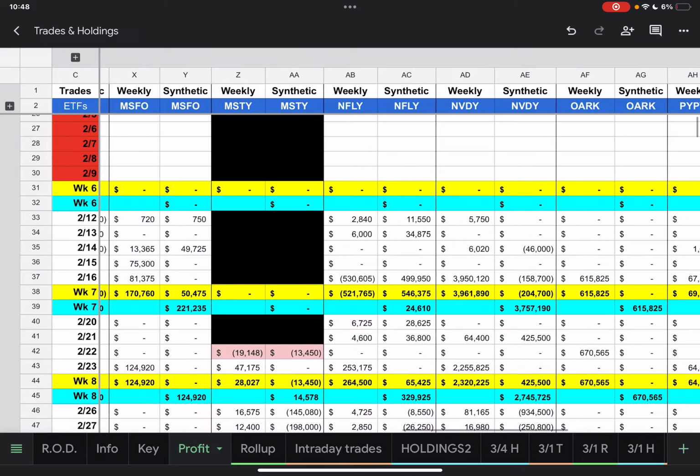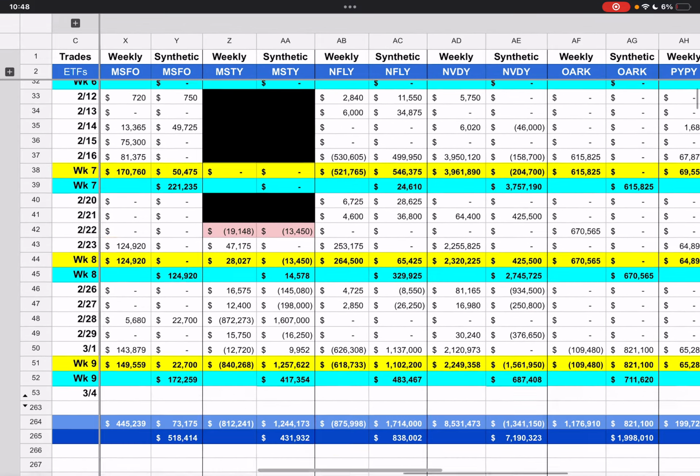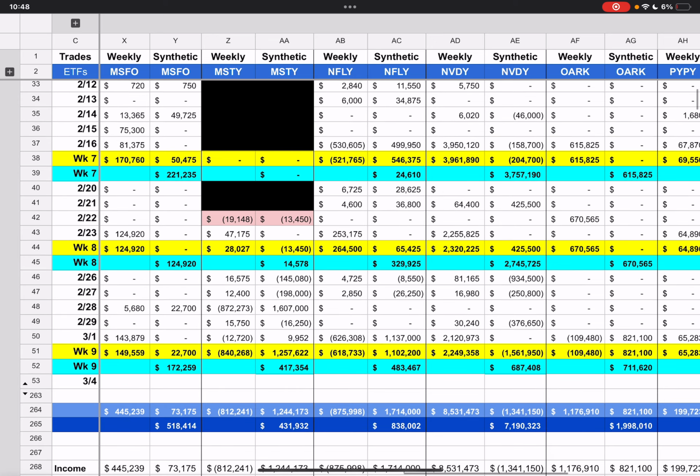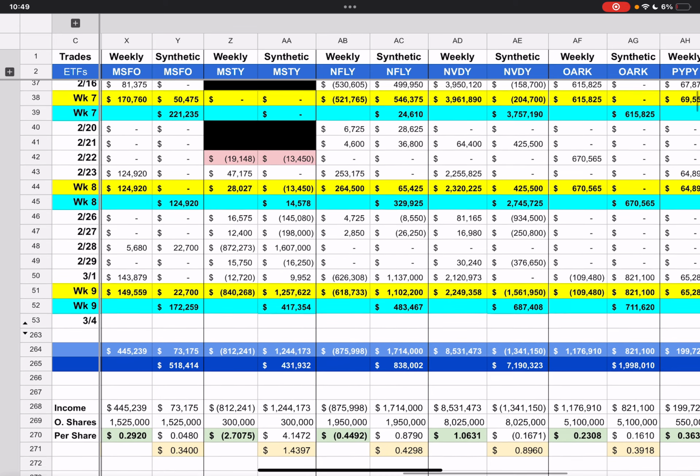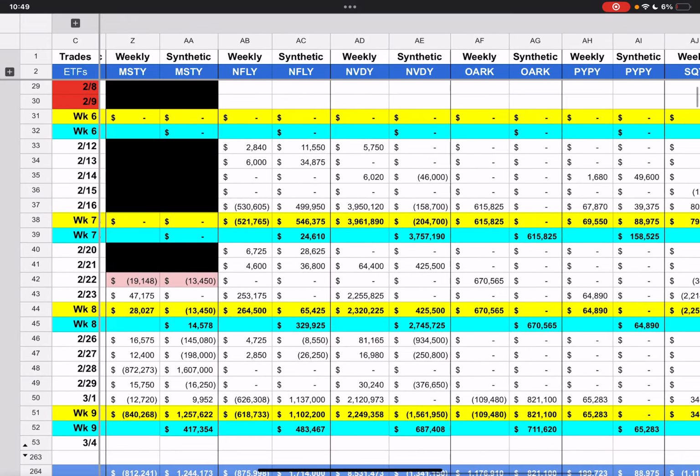496,000. If we move over to MSFO, we have 221, then 124, and 172. So total weekly short call 445,000, and synthetic 73,000, for a total of 518,000 brought in for those 3 weeks.